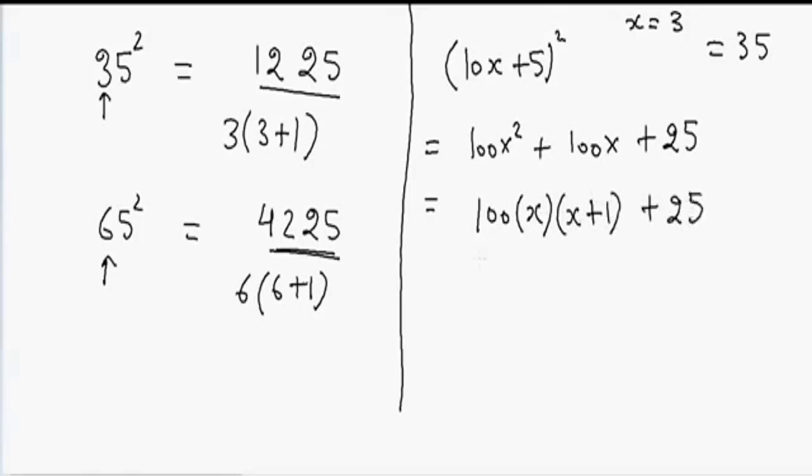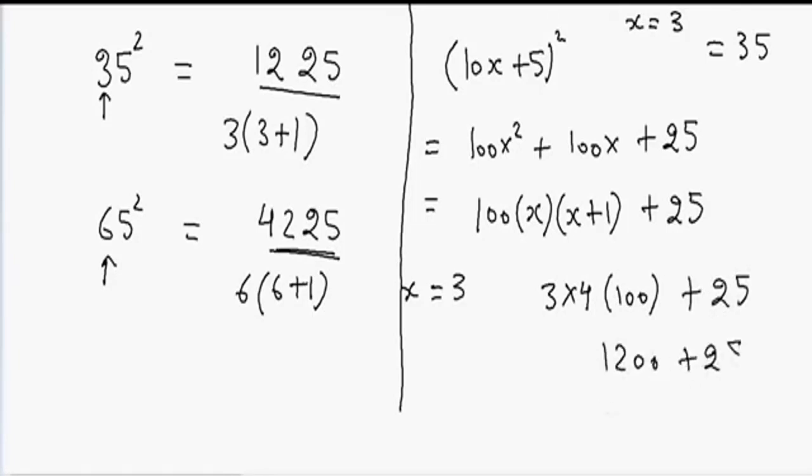So as you can see, we are taking the first digit and multiplying it by the number plus one, multiplying that by 100, and then adding 25. Here, if x is equal to 3, we'll get 3 into 4 into 100 plus 25. That gives 1200 plus 25, so we'll get 1225. So this is how this trick works.